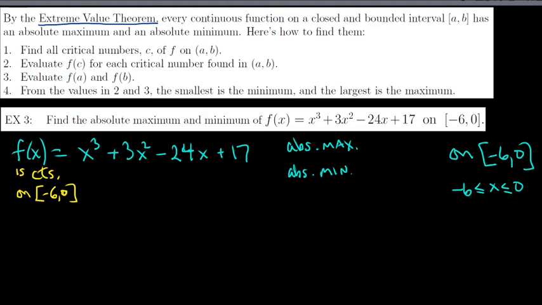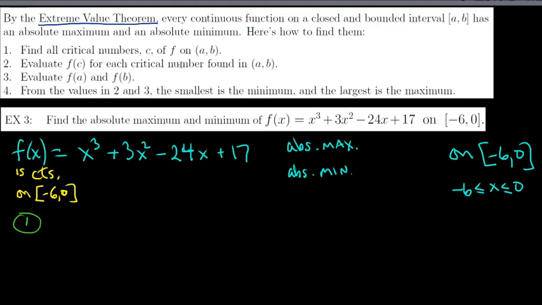So this is the procedure up here, this step-by-step process that we're going to use to find the absolute maximum or minimum on a closed interval. Let's say it's from A to B. Okay, so step one.